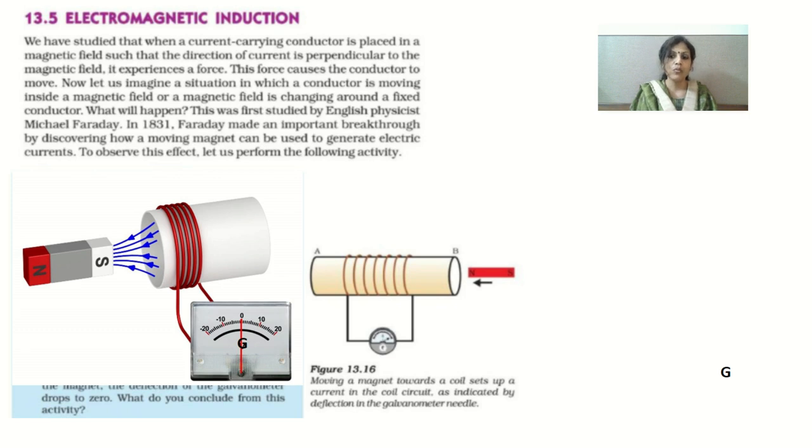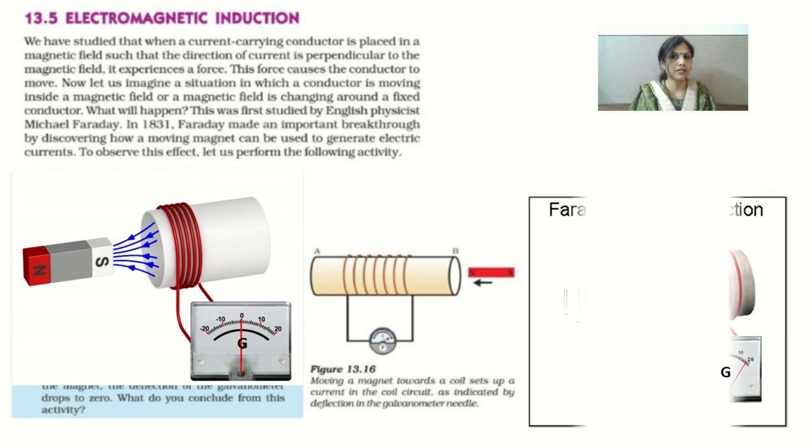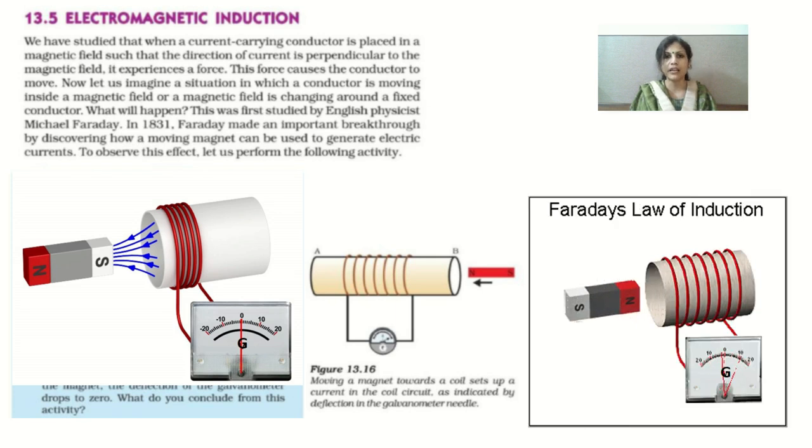But the moment we take this magnet in and out of this coil, we observe that the reading in the galvanometer changes. That shows that when we change the magnetic field, current is induced in the coil, and this current is called induced current.